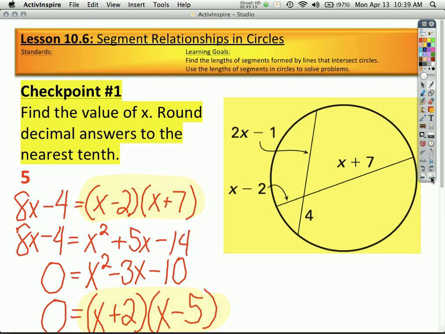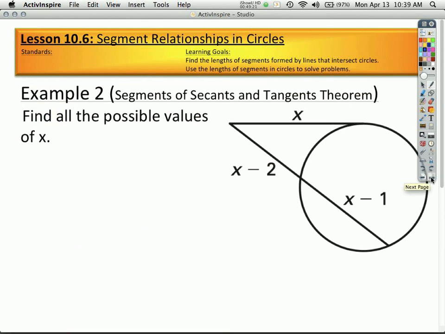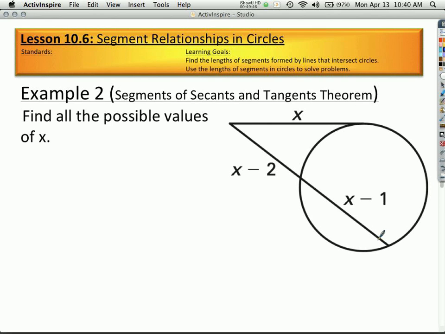Okay, so let's continue building our toolbox of tools. We now have two tools that we can use to find lengths when you have lines intersecting a circle. The last tool is called the segments of secants and tangents theorem. So we have a tangent, and we have a secant, and they're intersecting at a point outside the circle. What are the lengths of those two segments? So take a moment to sketch the picture, and then we will begin working.